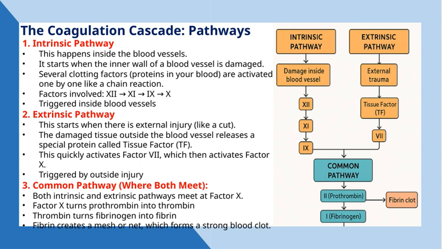Finally, let's talk about the common pathway, where both the intrinsic and extrinsic pathways come together. Both pathways meet at factor X. Once activated, factor X turns prothrombin into thrombin. Thrombin then converts fibrinogen into fibrin. Fibrin is what forms a mesh or net, creating a strong blood clot that seals the injury. Understanding these pathways helps us see how the body efficiently controls bleeding and maintains blood stability.